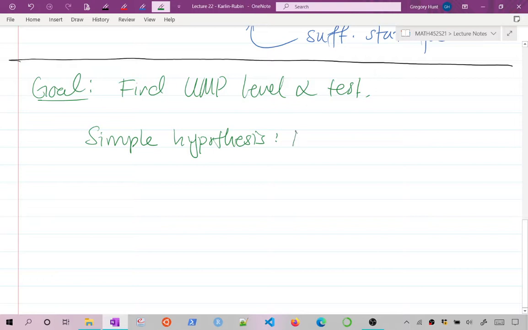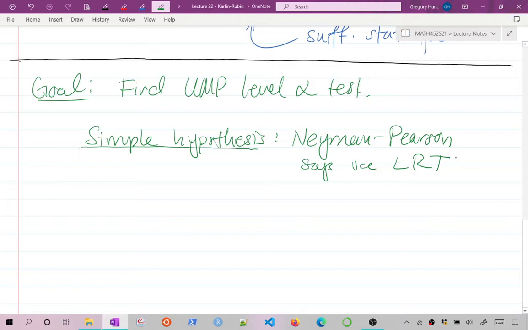we have just stated the theorem, the Neyman-Pearson theorem. And this theorem basically says that the LRT is the UMP level alpha test for a simple hypothesis. And then Pearson says use the LRT.